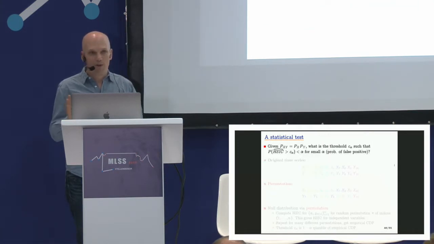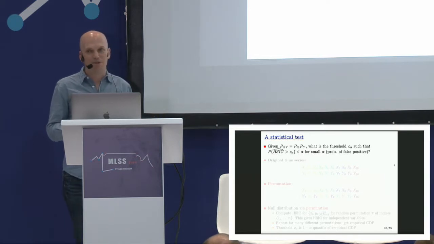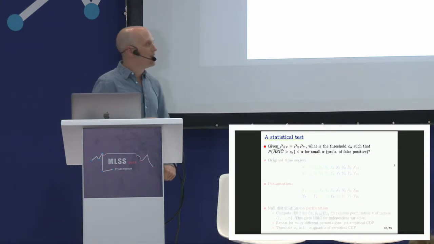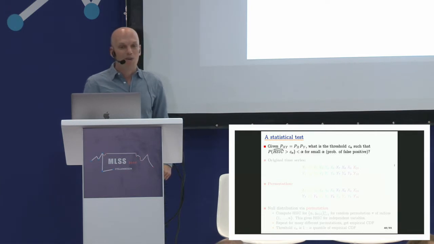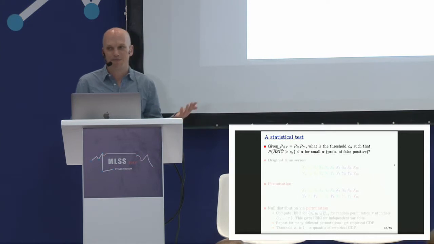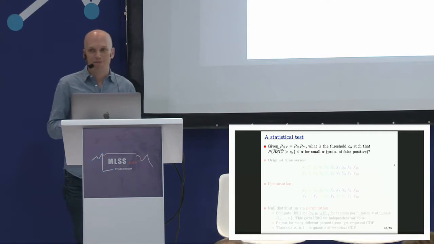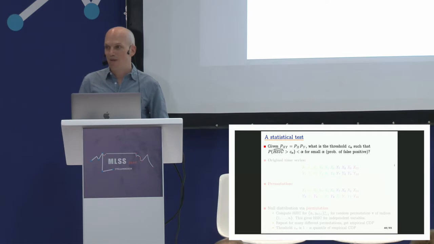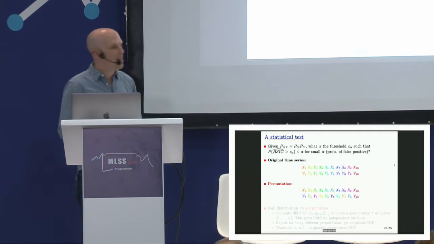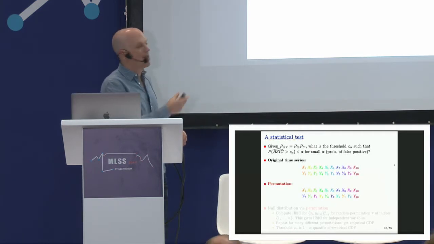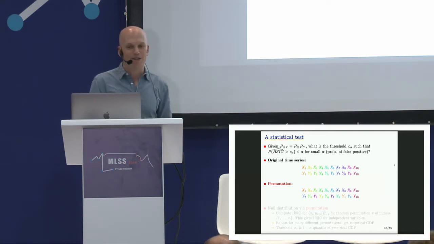Okay, so if you remember what we did for MMD, we found a permutation approach to get the threshold, and that's the approach we're also going to take for HSIC. Given that it's really true that pxy is equal to px times py, what is the threshold such that the probability of exceeding this threshold is small when x and y are independent? So my permutation in this case is going to be to simulate from my data the case that x and y are independent. Okay, so here is my original time series. I've got x1, y1, x2, y2, x3, y3, and so on.